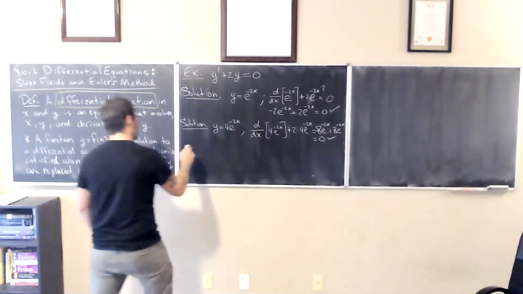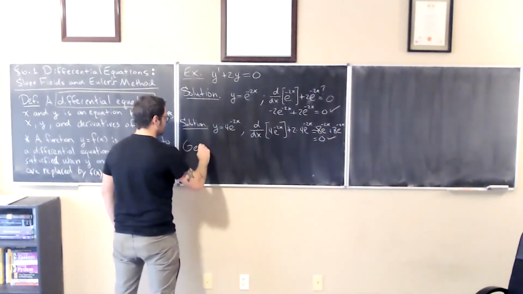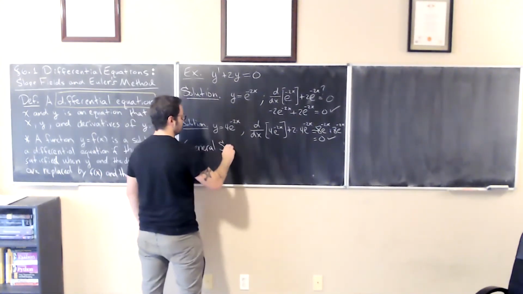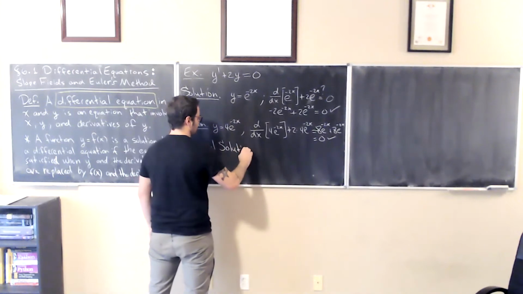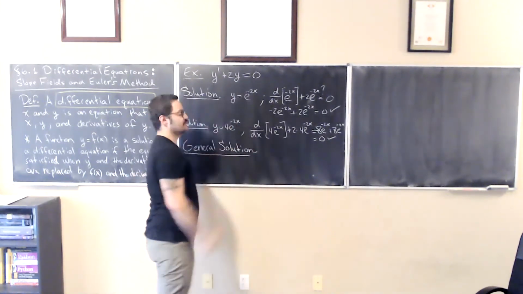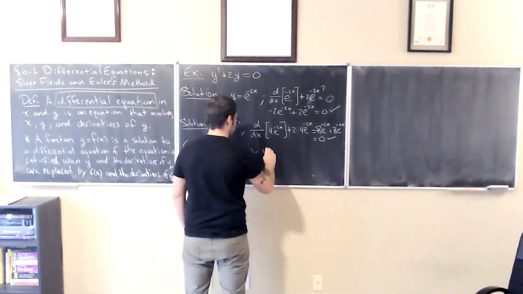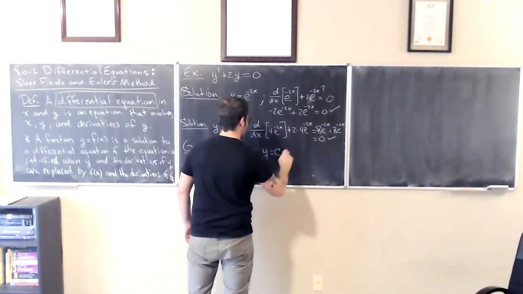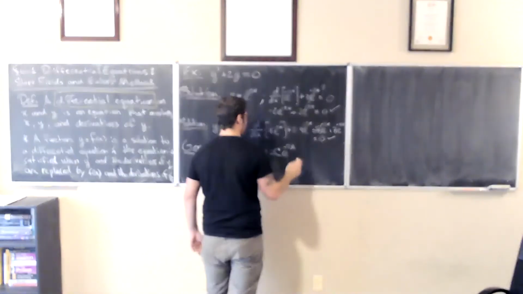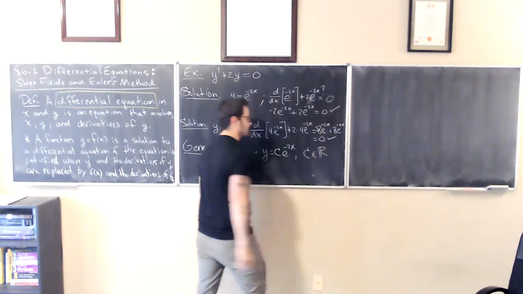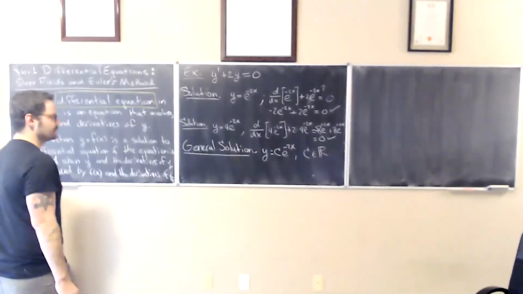In fact, the general solution to this differential equation, for this given differential equation, is just y is equal to c times e to the power negative 2x, where c is just some real number. Okay, so that's the general solution.